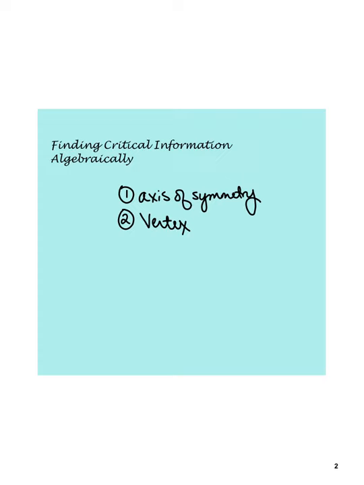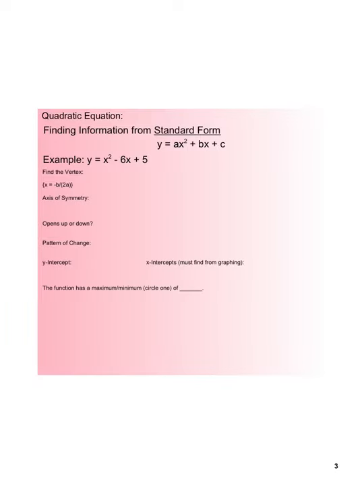For this lesson, we're going to start looking at finding information algebraically, particularly the axis of symmetry and the vertex. So we'll just jump right into that. If we look at a problem like this, where we have standard form in general, and we are supposed to find the vertex here.